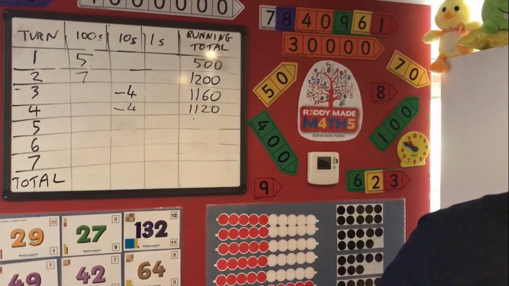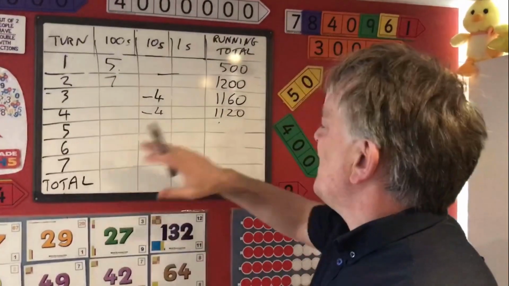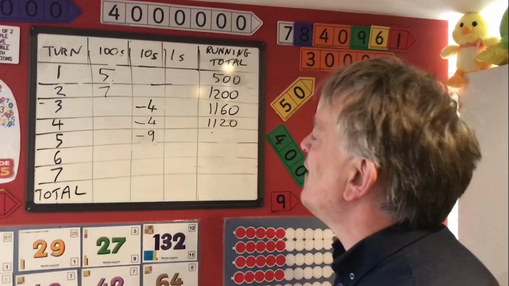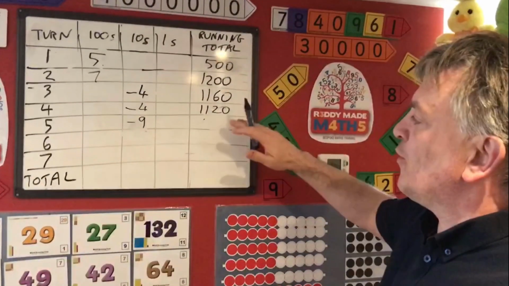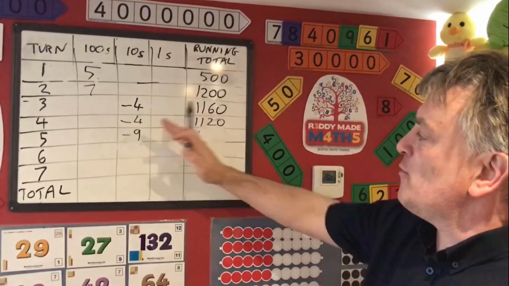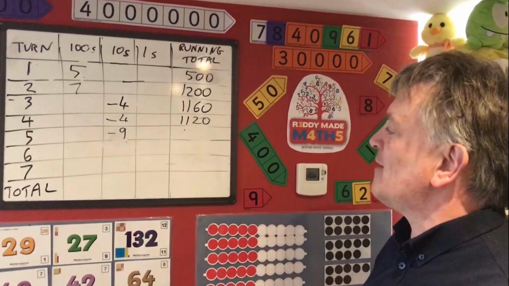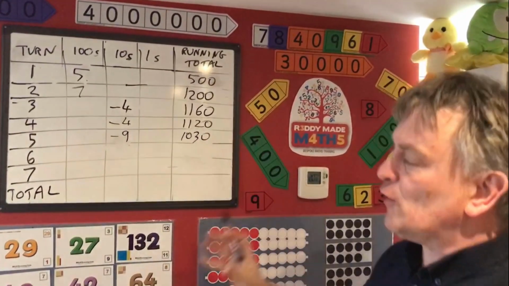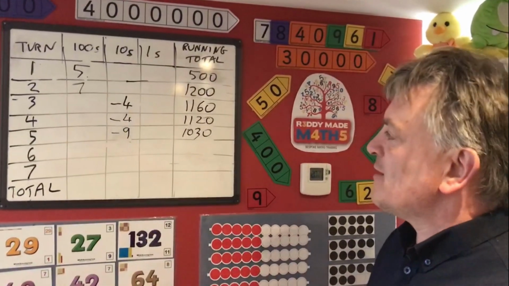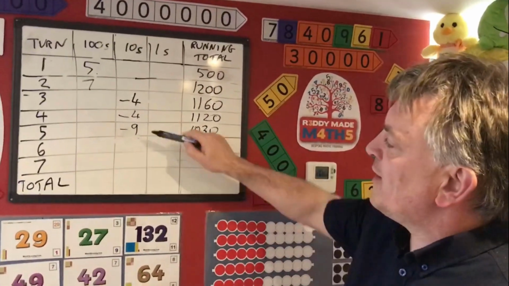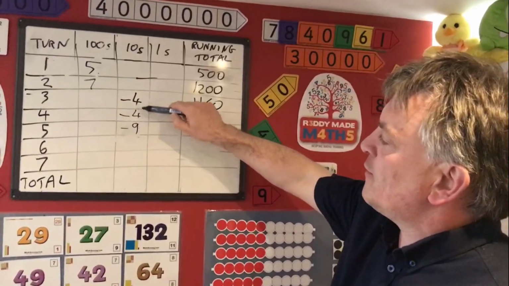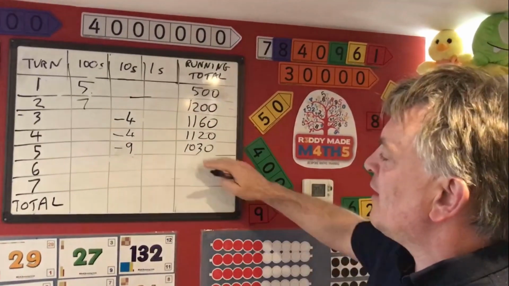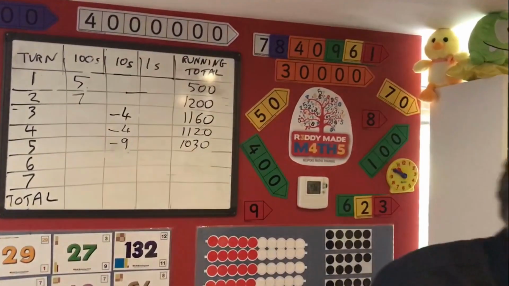My next roll is a 9. Now again, 9 is looking really positive because if I put a 9 into here, as you can see, I've got 1,120. I'm now removing 9 tens from that, or 90. I'm now already on 1,030, so I'm getting closer and closer. You can see from where I started, 1,200, I've taken off 17 tens from 1,200, so I'm now at 1,030.